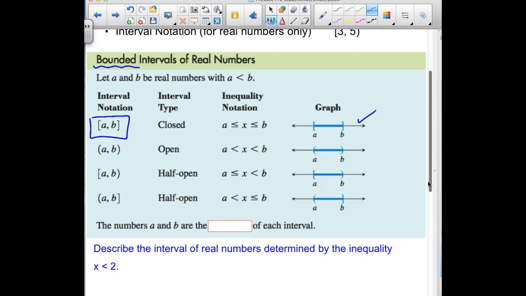All right, so we have our graph here. In inequality notation, we would say a is less than or equal to x and x is less than or equal to b. We refer to this as closed, since both endpoints have an exact cutoff.